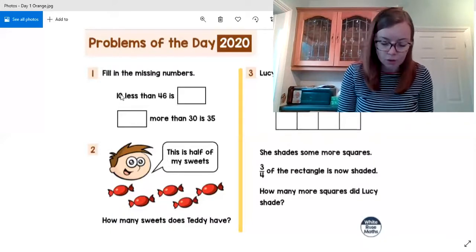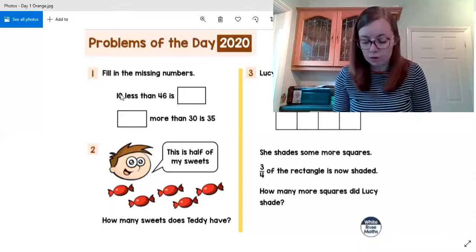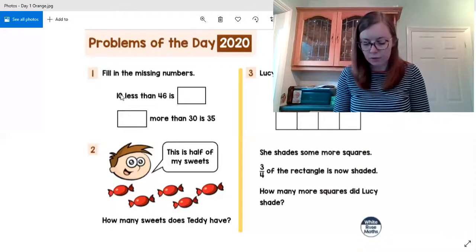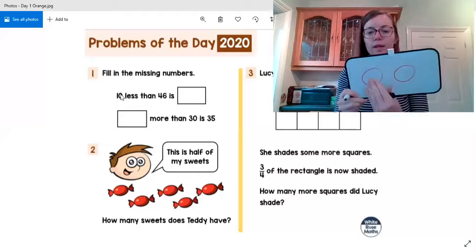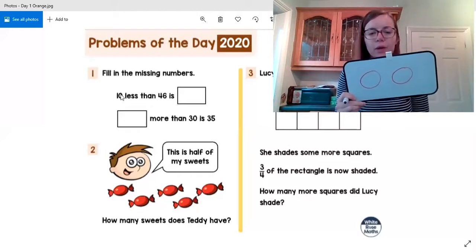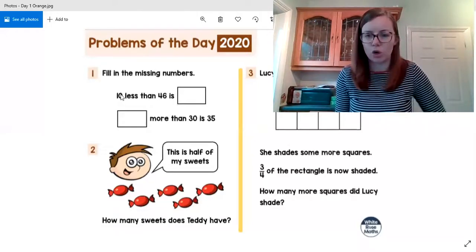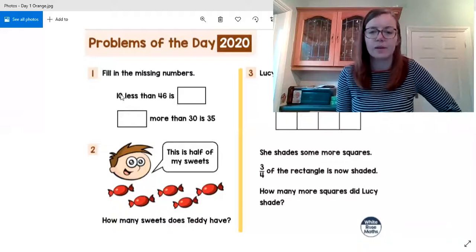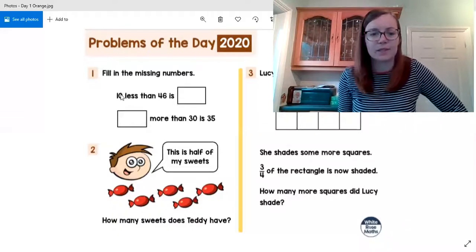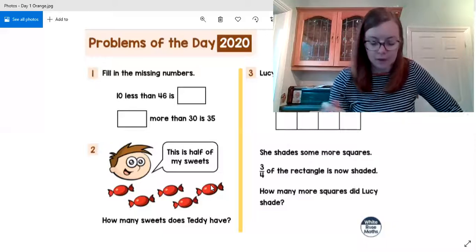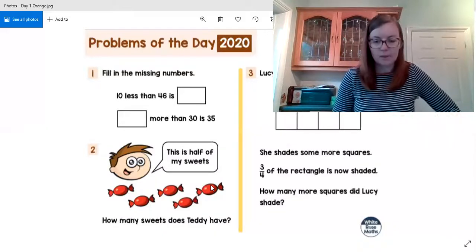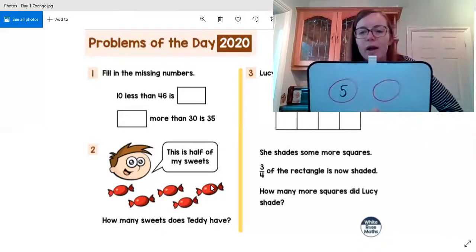So I'm going to draw a circle for one group and a circle for the other group. So I've got ready group 1 and group 2. Now we can see that Teddy's told us he has half of his sweets. Well, let's have a look and count how many sweets Teddy's got there. I make that 1, 2, 3, 4, 5. So in this group, there are 5.